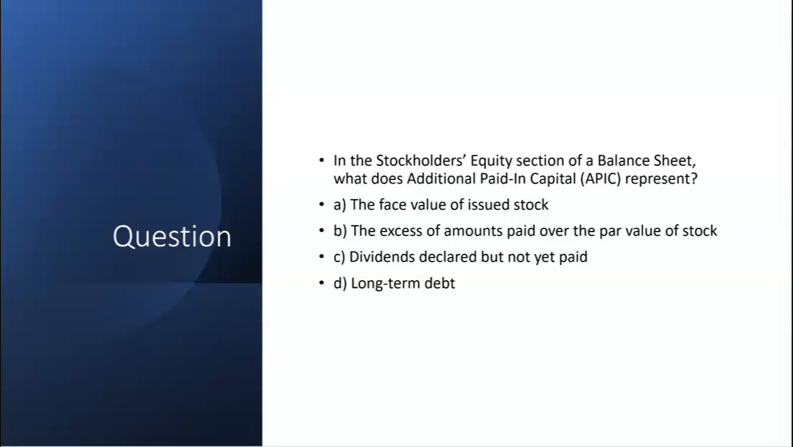You're talking about the number of shares now times the par value. That's the face value of issued stock. B, the excess of amounts paid over the par value. That's additional paid-in capital. B looks good. C, dividends declared but not yet paid. No. D, long-term debt. Long-term debt's not even in the stockholders' equity section of the balance sheet. Long-term debt's in the liability section.